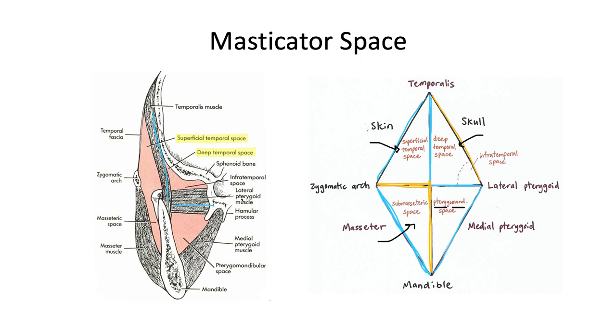Maybe they didn't before, but hopefully now you're able to see that those names really do make sense, and they correspond to their location within the mouth. So that is a nice simple way of looking at the masticator space.